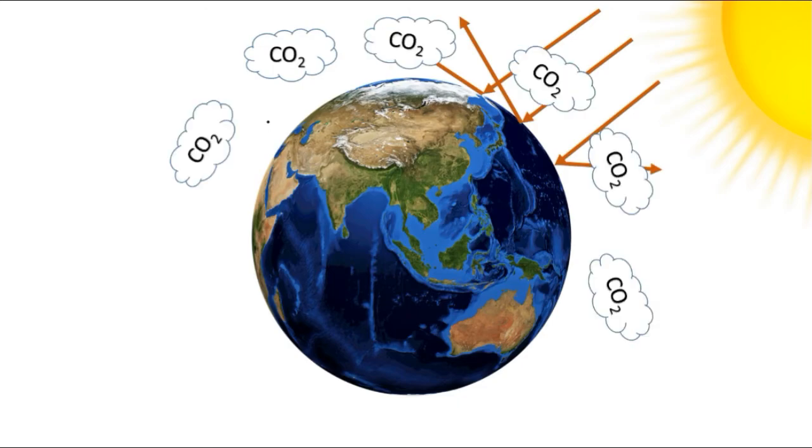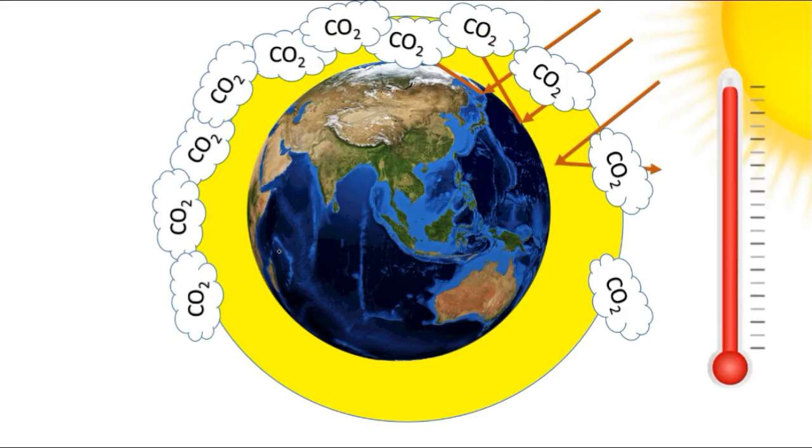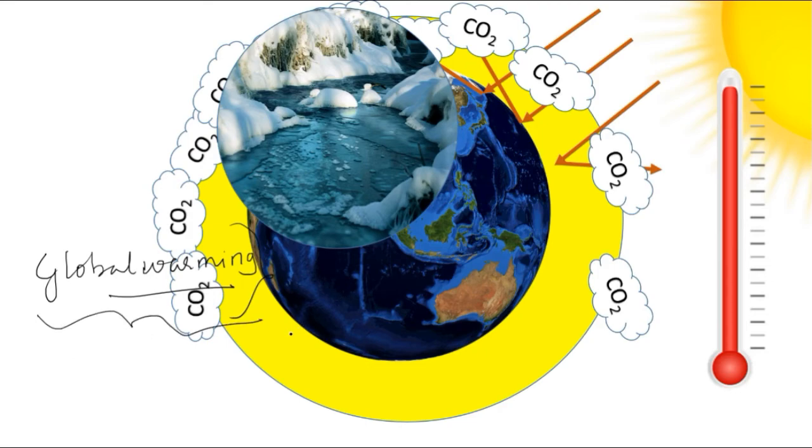To a certain level, the temperature of the atmosphere is required for living and non-living organisms too. But if the carbon dioxide becomes more, then the temperature will rise to a maximum level which is not actually required. And that results in melting of ice in the polar region. And that is what is called global warming. And that has side effects on living and non-living organisms. What all things will happen because of global warming, we shall discuss separately in the same video.